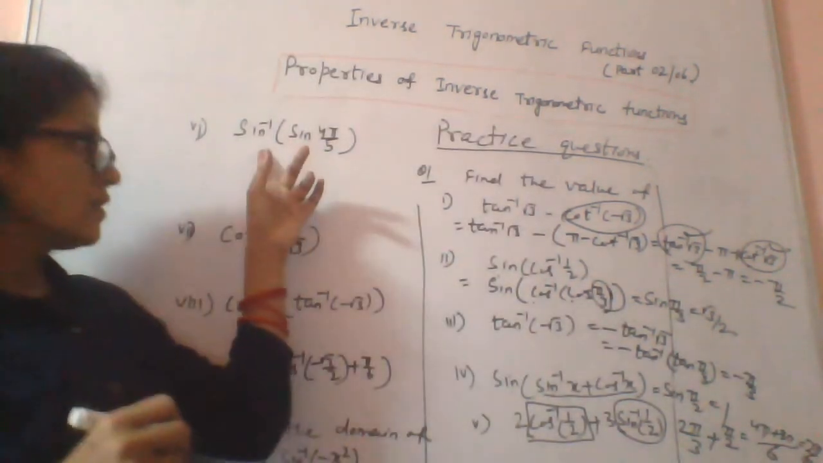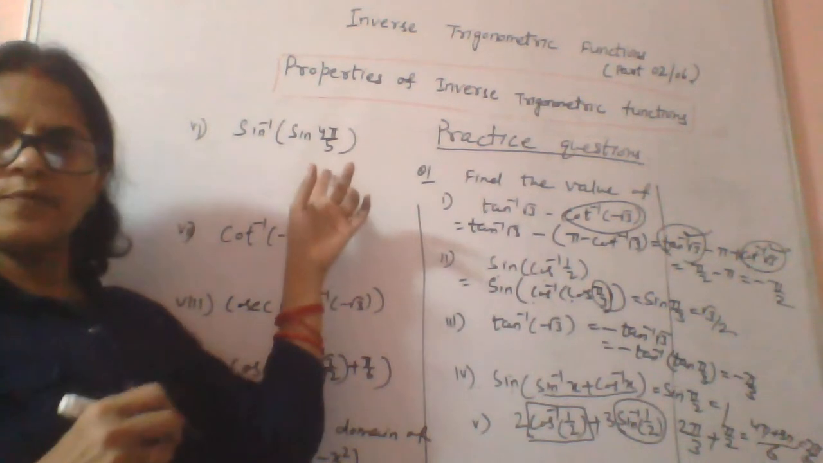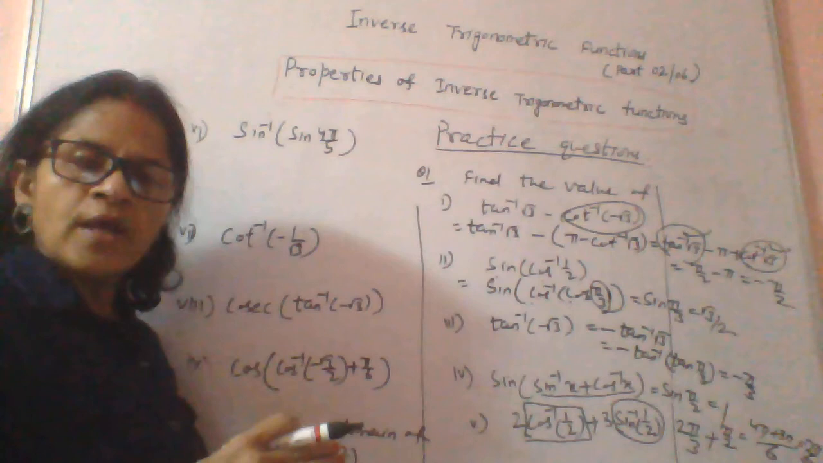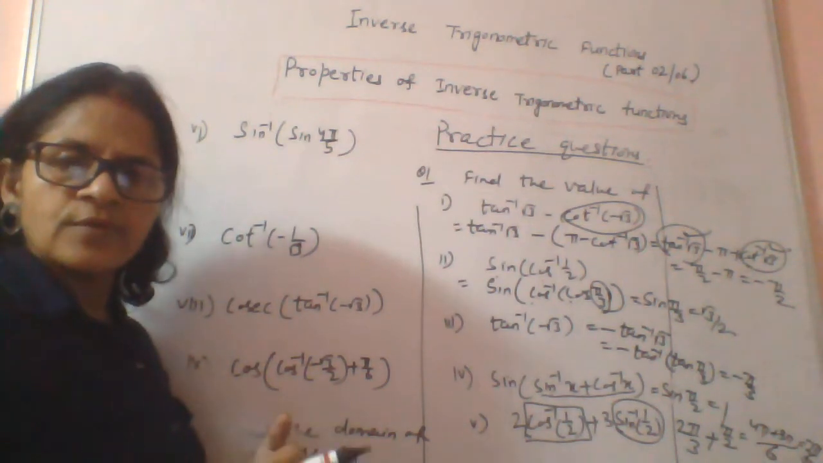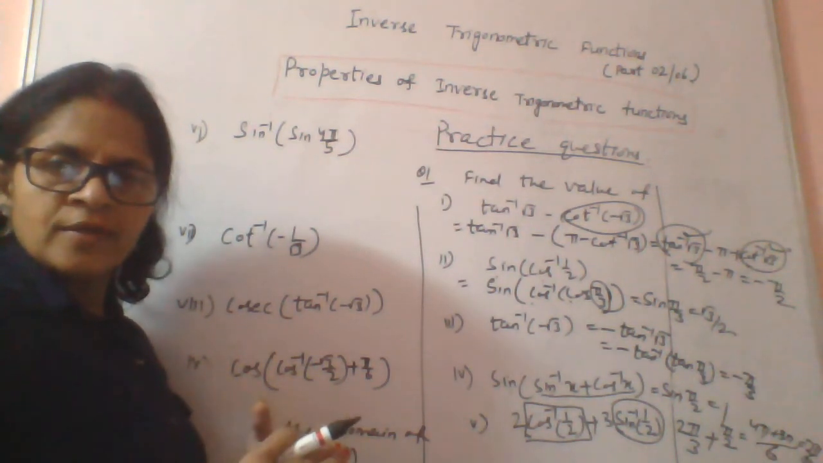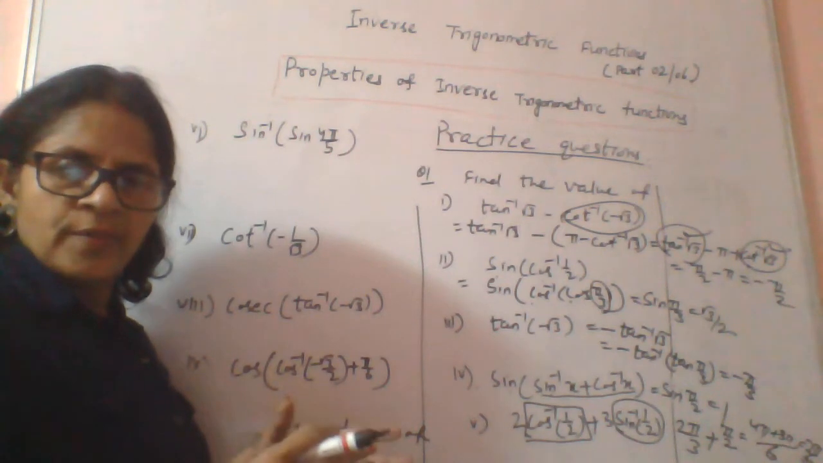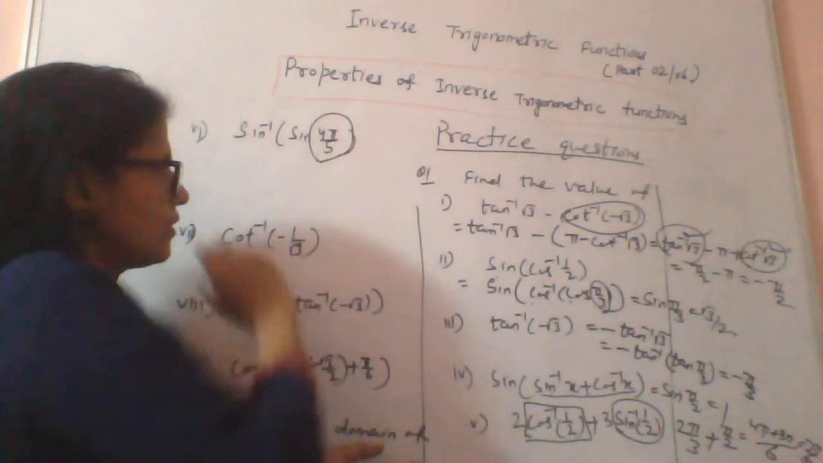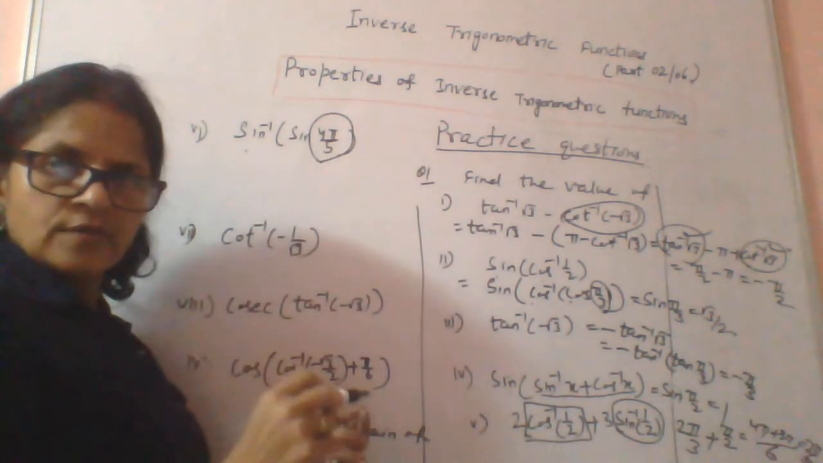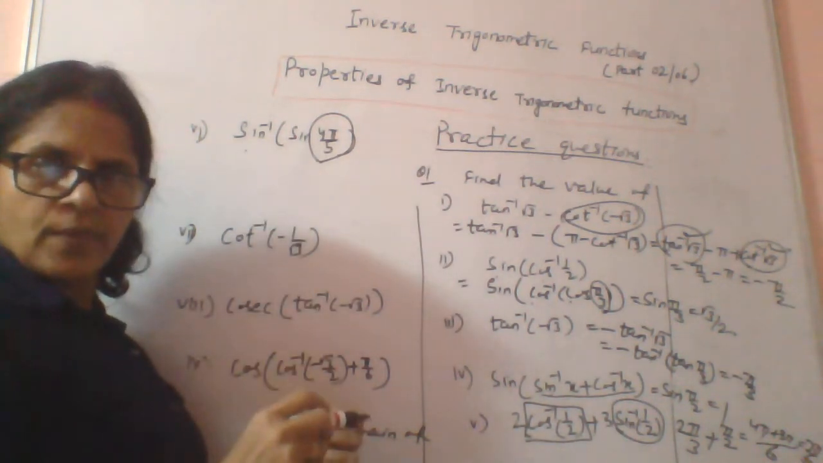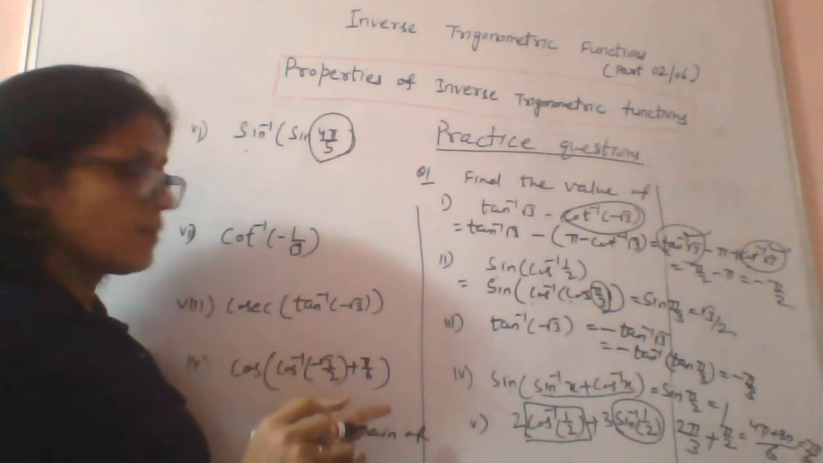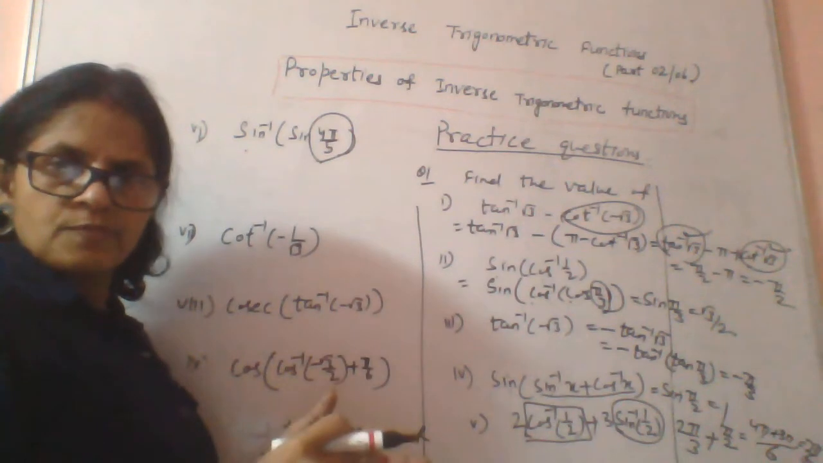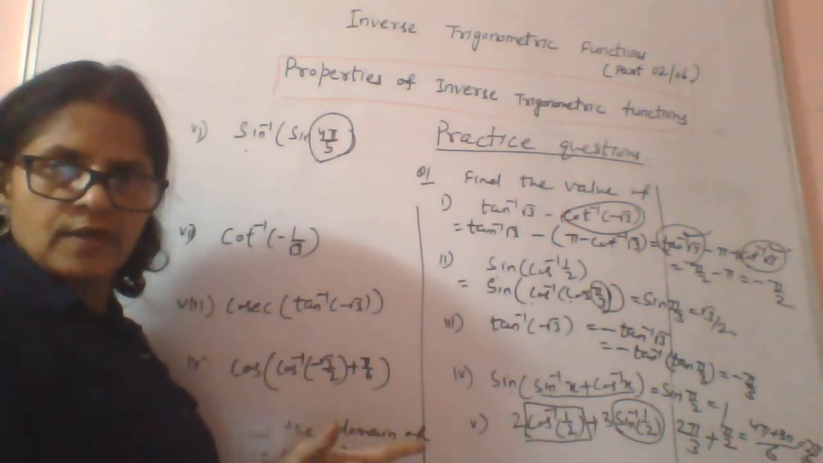Next question is sine inverse of sine 4 pi by 3. Again here, though we know sine inverse sine x equals x, it is provided that x should be within the principal value branch. So we cannot write sine inverse sine 4 pi by 3 equal to 4 pi by 3. It has to be within the closed interval minus pi by 2 to pi by 2, right?